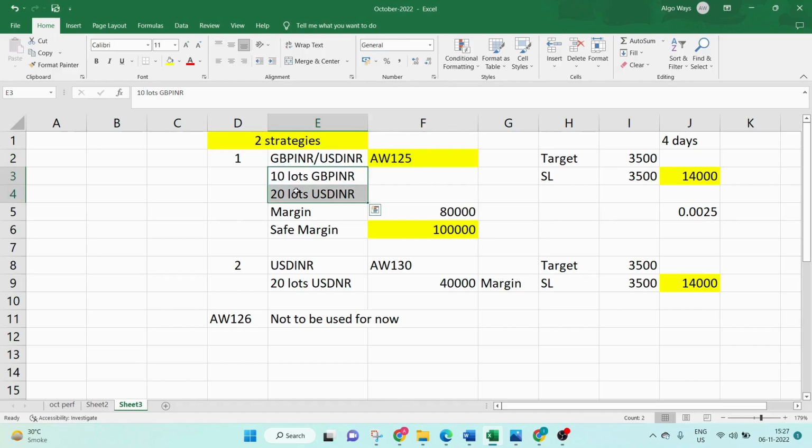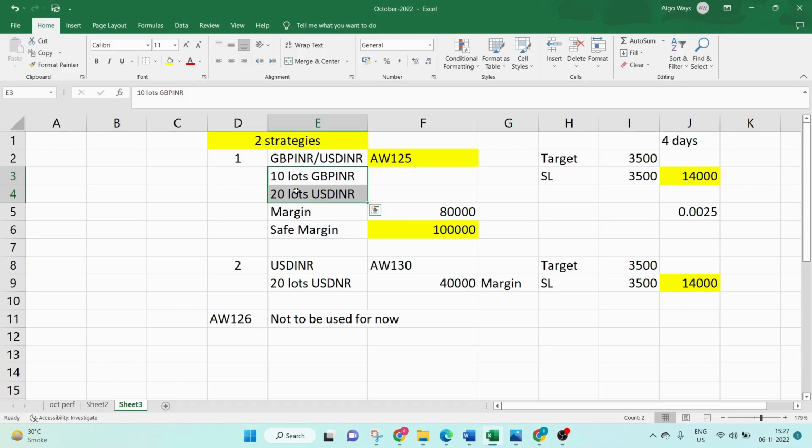It will be both the instruments, GBP INR and USD INR, in the trade, and of course one will be long, other will be short. So the margin requirement, as we just discussed on the previous page, is that it will be 80,000. But sometimes the brokers increase the margin randomly because of volatility. Plus we have to take care of the drawdowns and losses as well. So we need to keep a buffer of say 20,000. So let us keep a margin of 1 lakh.